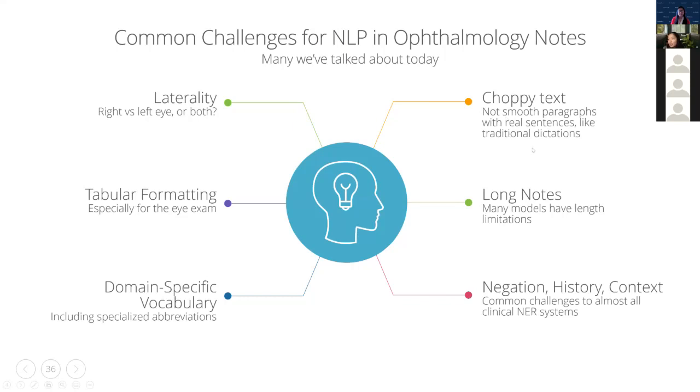Also, something I didn't really talk about is that our notes are pretty choppy. They're not smooth paragraphs with real sentences like traditional dictations or psych notes, for example. It's all very short pieces and bullet points, which can be a challenge as well. Many of our notes are very long, and many of the models have limitations to how much text you can put in at once. And then finally, I did talk about negation, history, and context. These are common challenges to almost all clinical named entity recognition systems.